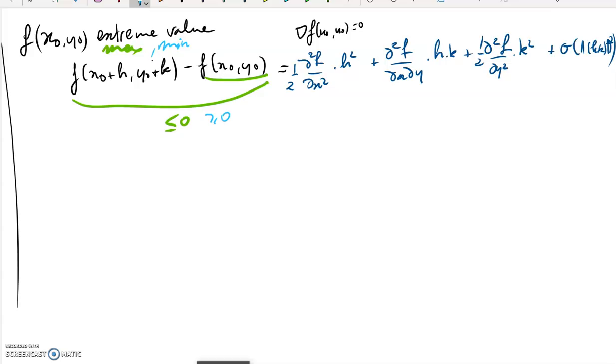So that means that, as we've got an equality, let's keep in mind that the small o is very, very small. That means that if we have a minimum, the second order term should be greater than 0, and if we have a maximum, it should be smaller than 0. That makes sense. So in the end, we have to study the sign of the second order term.